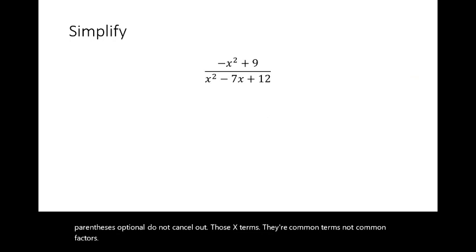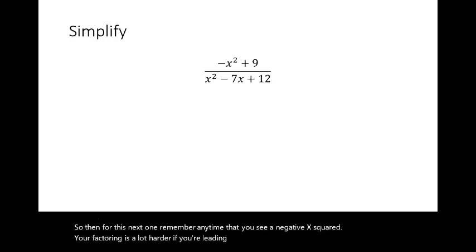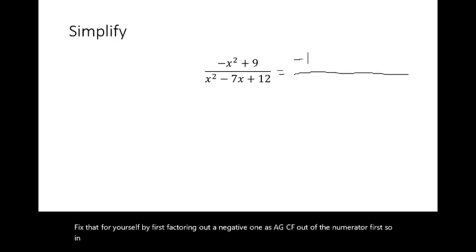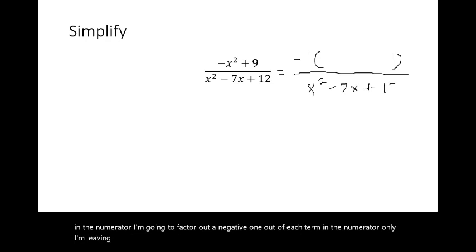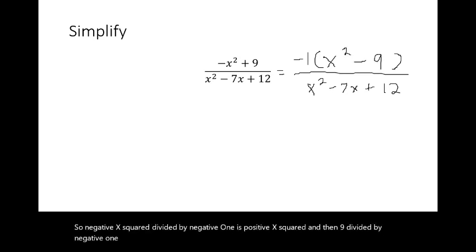So then for this next one, remember, anytime that you see a negative x squared, your factoring is a lot harder if your leading coefficient is negative. So fix that for yourself by first factoring out a -1 as a GCF out of the numerator first. So in the numerator, I'm going to factor out a -1 out of each term in the numerator only. I'm leaving the denominator alone for right now. So negative x squared divided by -1 is positive x squared. And then 9 divided by -1 is -9.